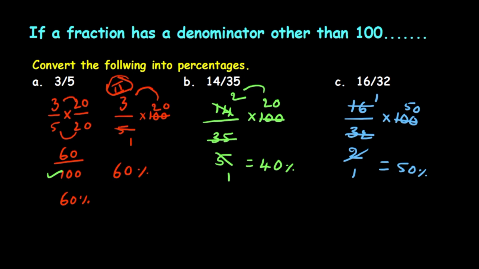When the denominator is other than 100, so when we have a fraction form and you want to convert it into a percentage, there are two models. You can convert the denominator into 100, otherwise you can multiply the whole fraction by 100 and cancel with the denominator, and just multiply what we get to get the answer, right?